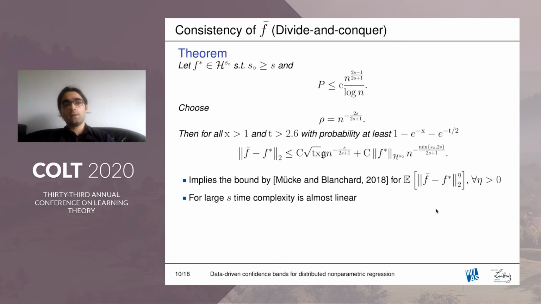This result handles consistency of f bar, the divide and conquer estimator. It obtains the same high probability bound, but we will naturally need another assumption here. The number of partitions should not be too large. But the good thing is that for highly smooth functions belonging to a reproducing kernel Hilbert space, induced by smooth covariance functions with large S with fast eigendecay, P can be chosen to be only marginally smaller than linear. Thus, we can bring the computational complexity to almost linear.